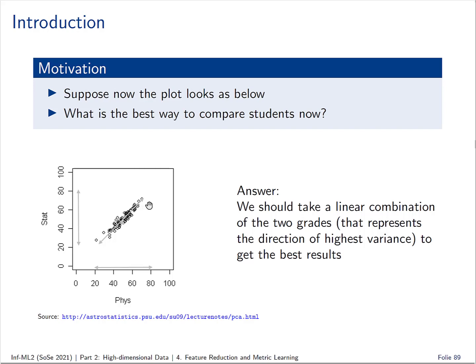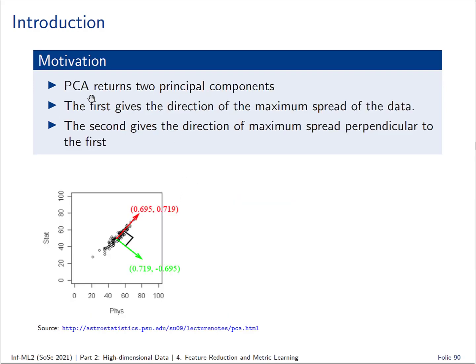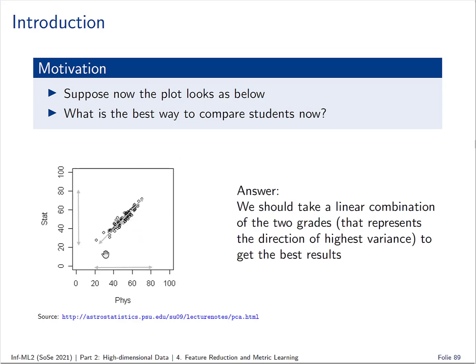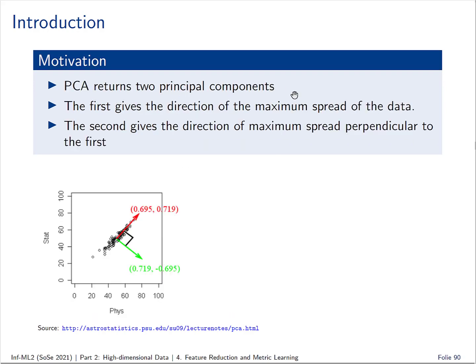So that's the basic idea of PCA. What PCA does, just a spoiler because we will have a look at the details later on: for the two-dimensional data set which we have here, statistics and physics, we have two features. It's a two-dimensional data set. PCA would return two principal components.